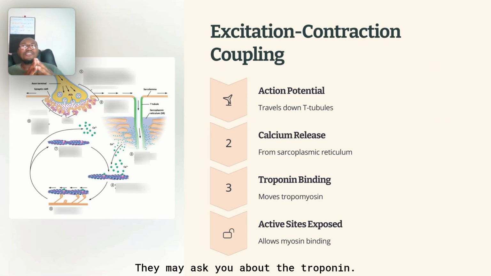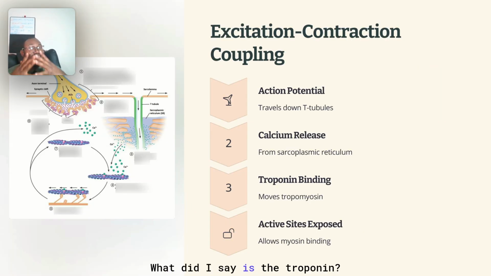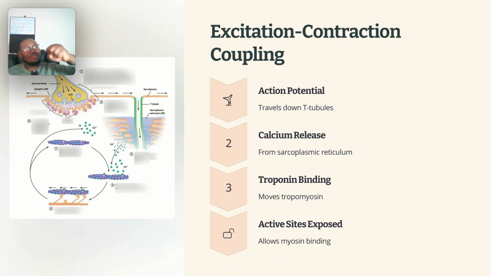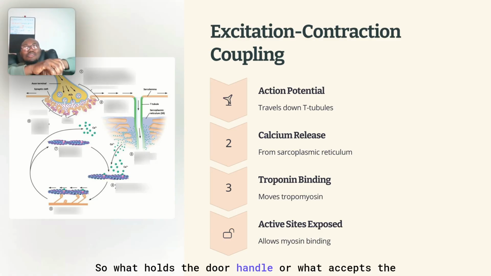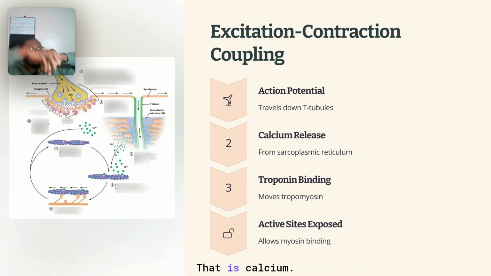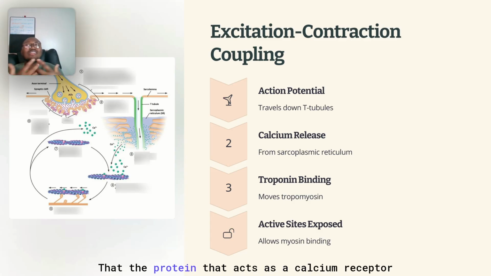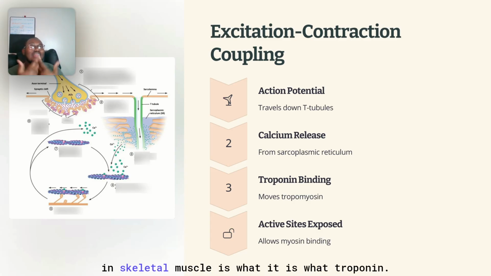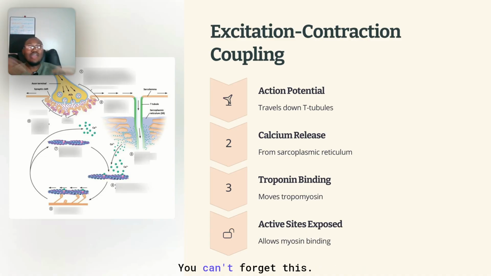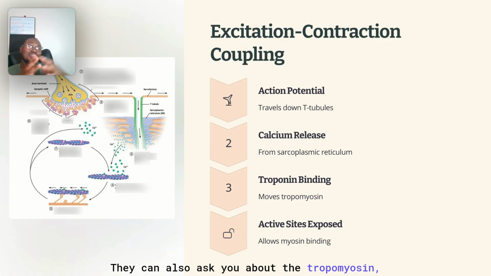Also, they may ask you about the troponin. What did I say is the troponin? The door handle. So what holds the door handle, or what accepts the door handle? That is calcium. So they may ask you a question that the protein that acts as a calcium receptor in skeletal muscle is what? Troponin. You can't forget this. You really can't. They can also ask you about the tropomyosin, which closes the active site of the actin.